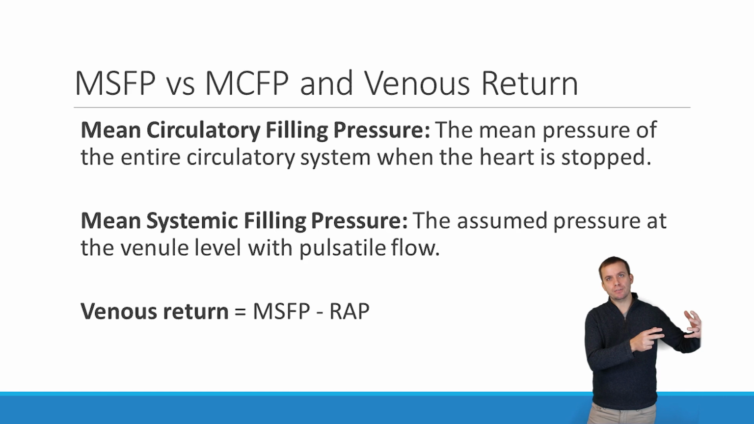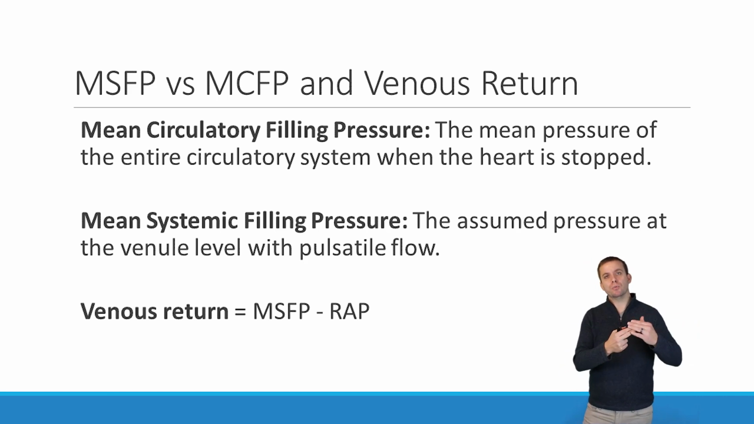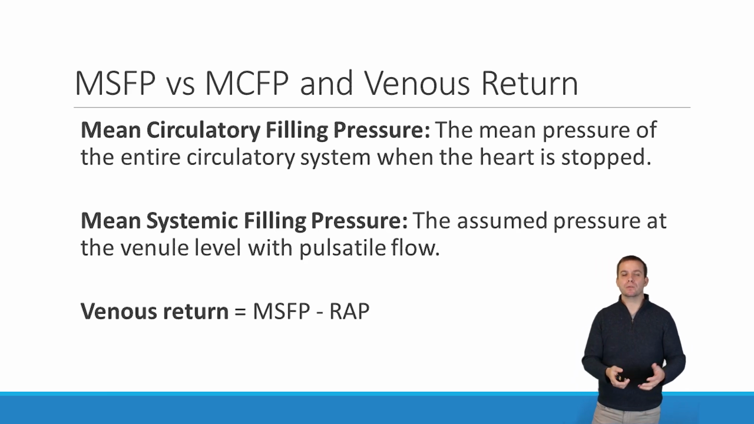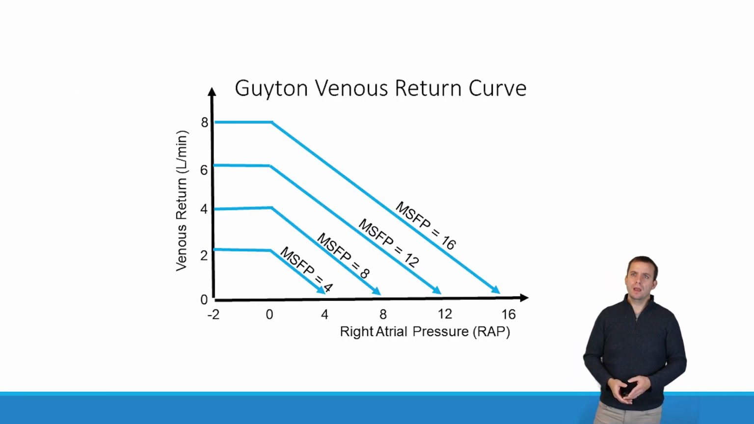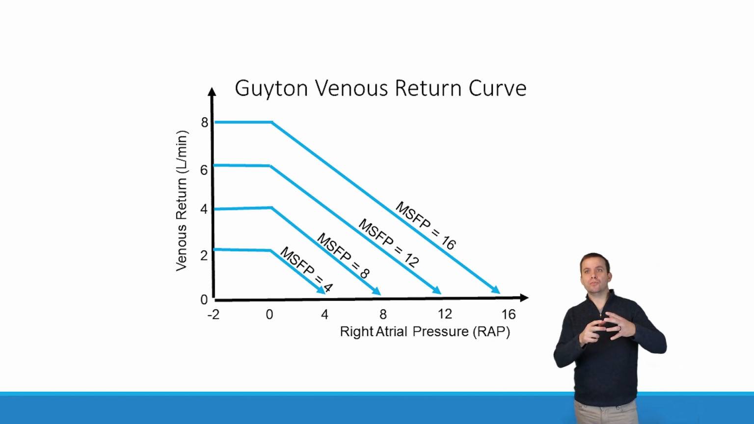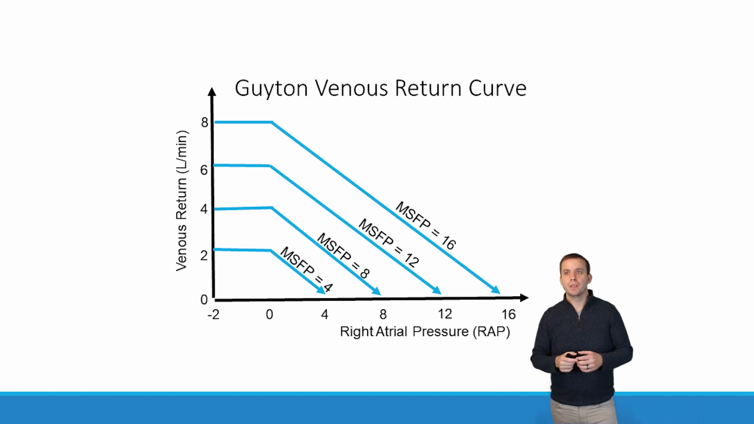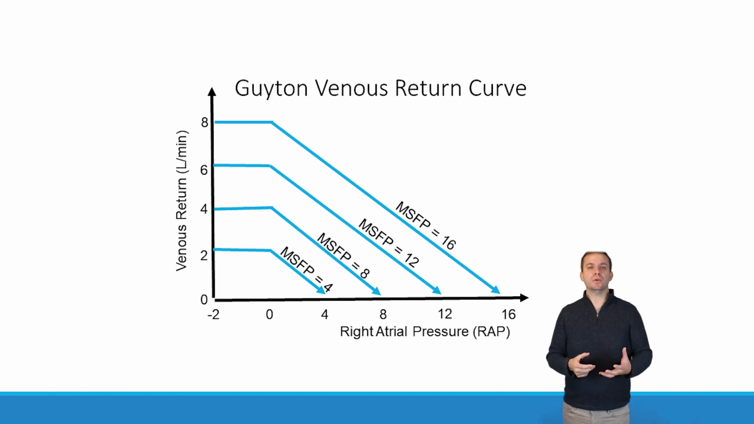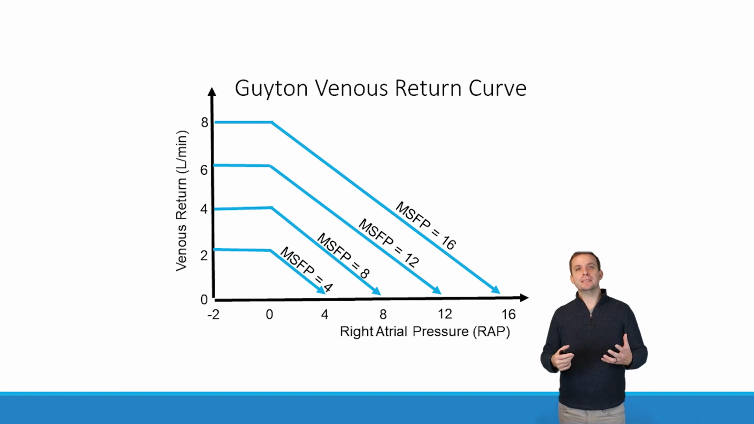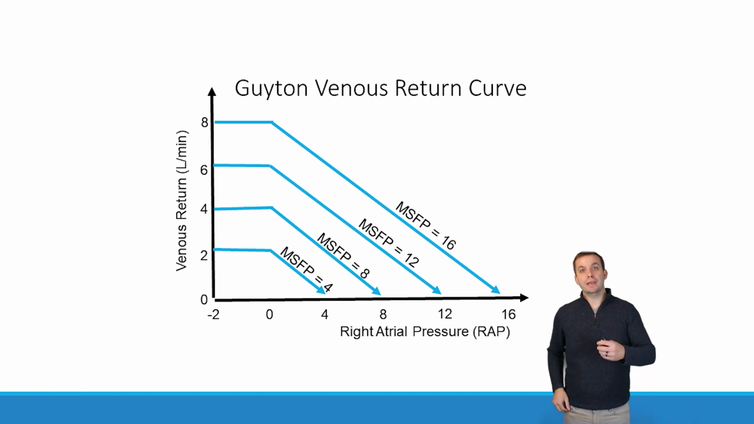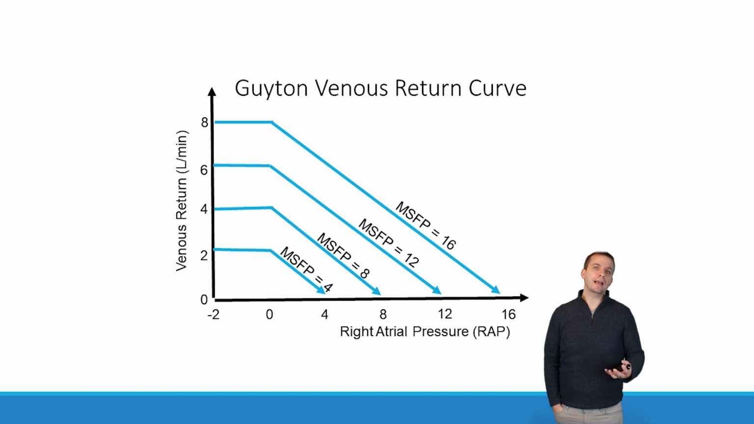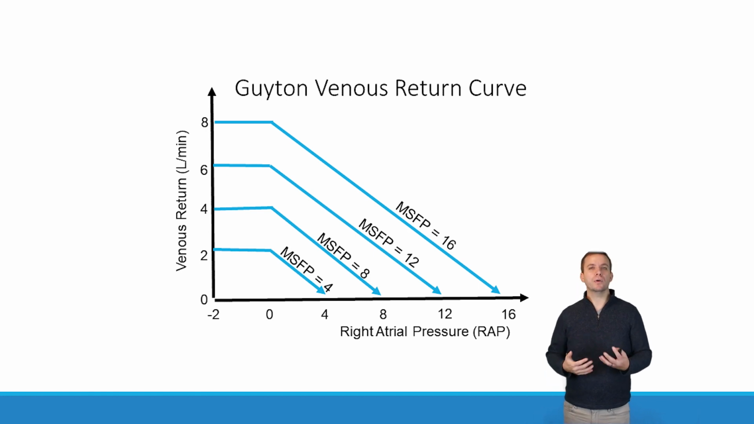So your mean systemic filling pressure, or your venular pressure, minus your right atrial pressure will give you a gradient. That gradient is what wants to push that venous blood back to the right atrium. If you look here, your venous return is dependent on the difference between your mean systemic filling pressure and your right atrial pressure. If your mean systemic filling pressure equals your right atrial pressure, you're not going to have any venous return because you're not going to have a pressure gradient.